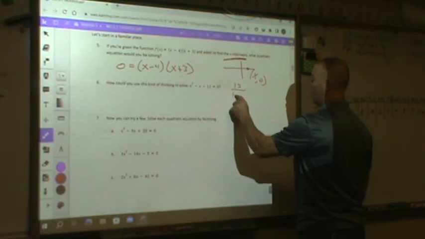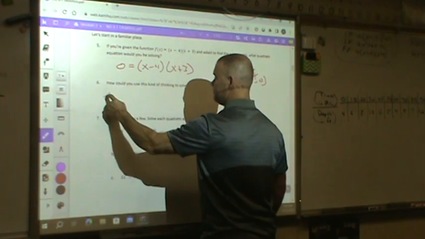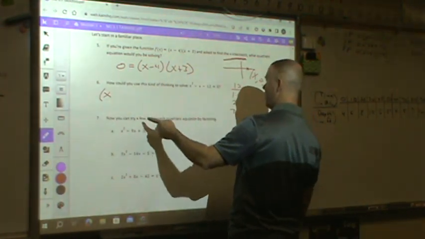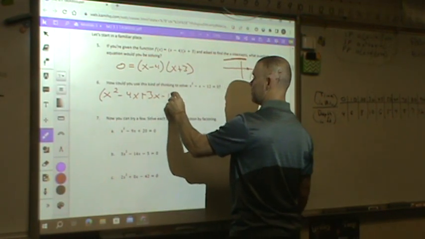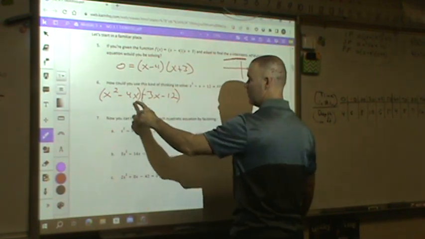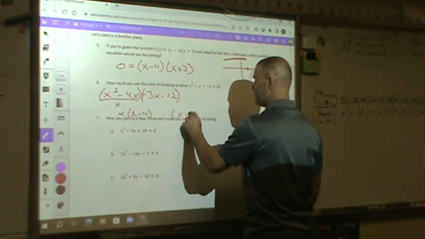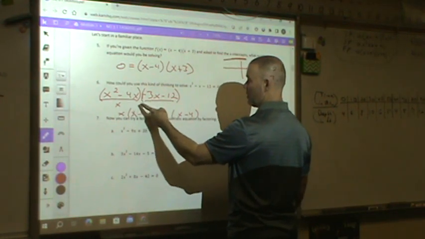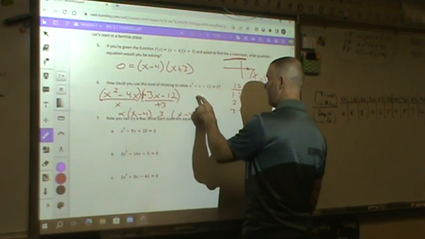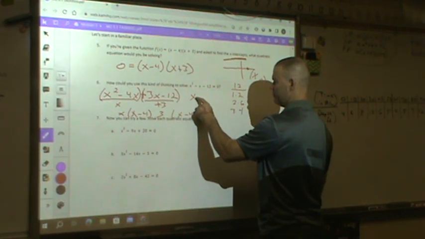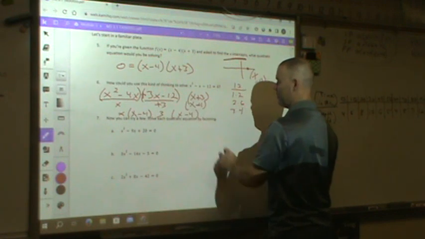So here, factors of 12: 1 and 12, 2 and 6, 3 and 4. What factors give me negative 1? That's going to be x squared minus 4x plus 3x minus 12. I'm going to factor this by grouping. Take out x. I'm left with x minus 4. I want x minus 4 in the second set of parentheses. So I take out, this is plus by the way, a positive 3. So my factors are x plus 3 and x minus 4.